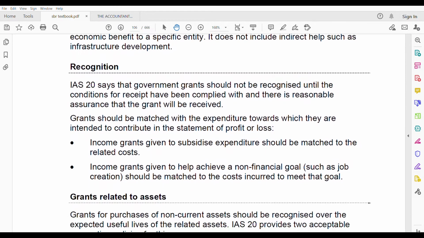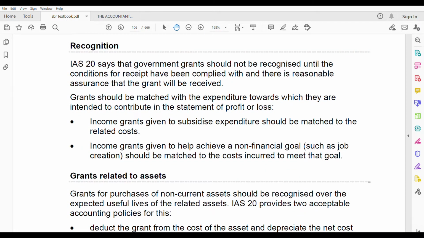Now let us go to the recognition. They say that government grants should not be recognized until the conditions for receipt have been complied with and there is a reasonable assurance that the grant will be received. Two things need to be met. One is that conditions for receipt have to be complied with, which means you are very sure that you are going to receive that grant from the government. Number two, there should be a reasonable assurance that the grant will be received. Some assurance has to be there that you are going to receive this amount. Then only you can recognize government grants, otherwise you cannot. Both conditions need to be satisfied.